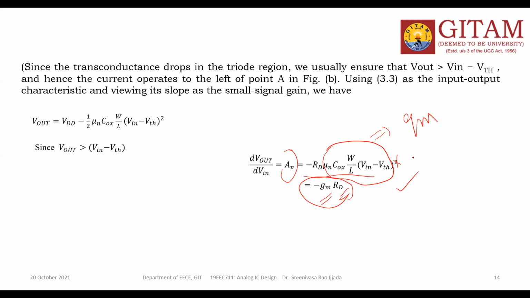But increasing the resistance value is difficult, so leave it aside. Come to the GM. What is the GM equation? GM equation is mu n COX W by L into Vin minus VTH. Out of that, mu n, COX, W by L are all assumed constants. Then what is inside the bracket? Vin minus VTH. VTH is also constant. Then Vin, your gain is not constant, because even with small changes of input voltage, your gain will change. Generally, we don't want that. Whatever gain we achieve from an amplifier or a circuit, it must be constant.